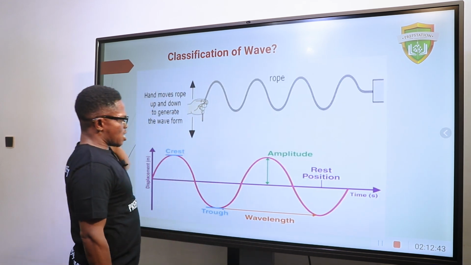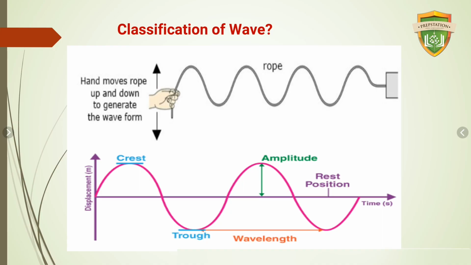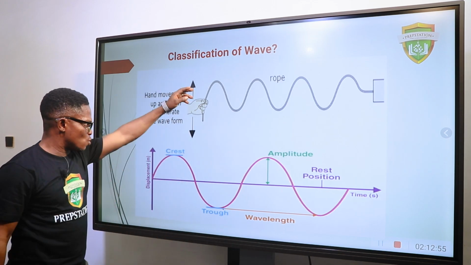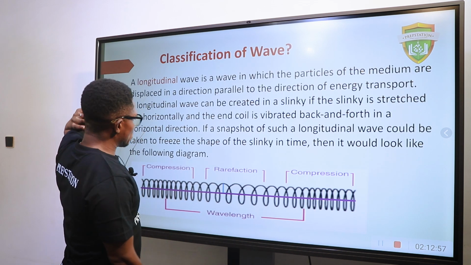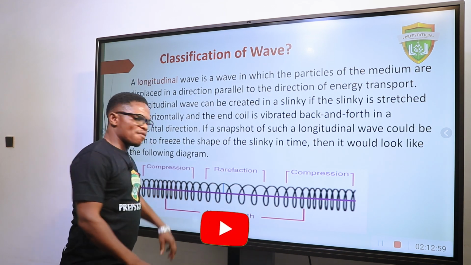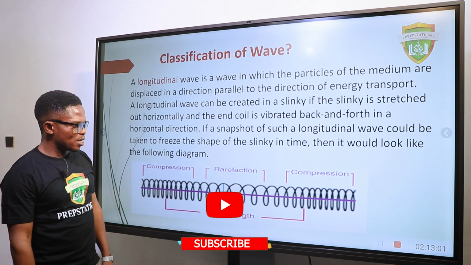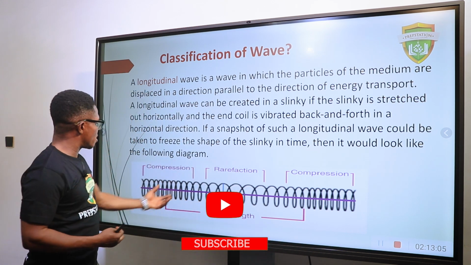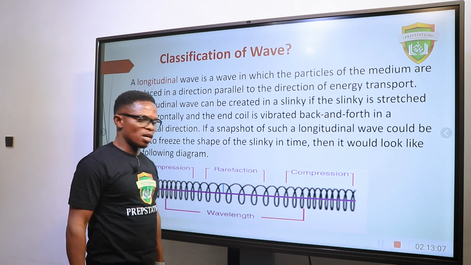Let's move quickly. All right, this diagram illustrates how to produce transverse wave. If you have a rope tied to a point and then just move the rope up and down, you will produce transverse wave. Now, if you have a spring, attach it to one end, and pull it at the other end, then you should be able to produce this.